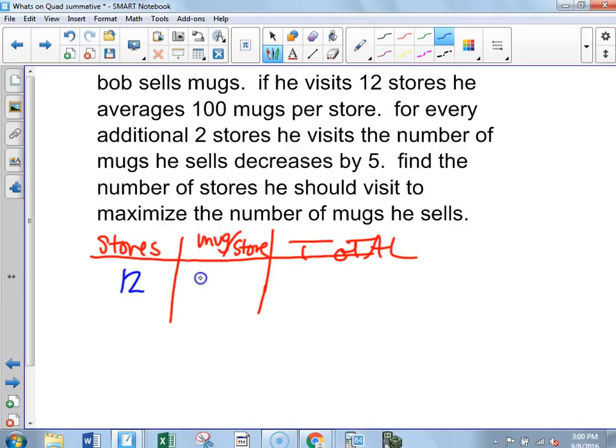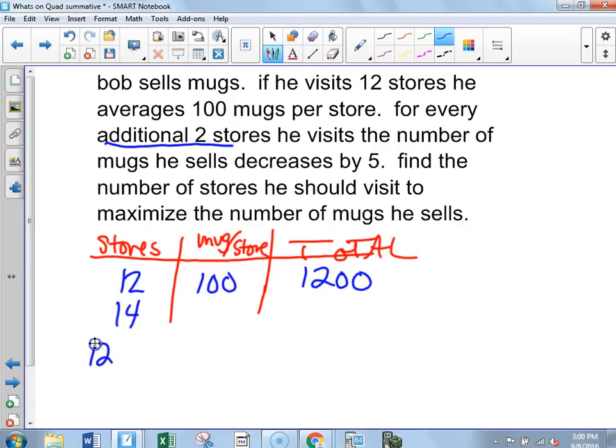12 stores, 100. So right now he's selling 1,200 mugs. You might want to do one more just to give yourself the pattern. Okay, you don't have to. You can jump straight to the equation. But it says, what's happening here? For every 2 stores he visits, 2 additional. So what would we do next?